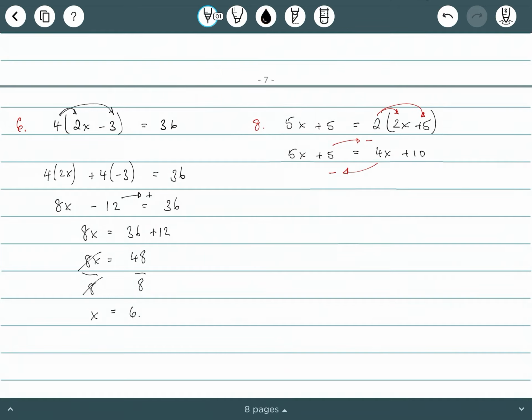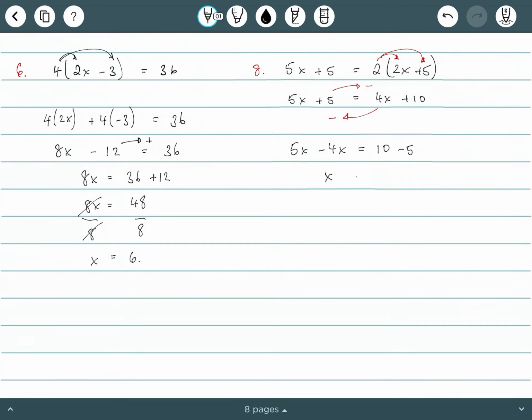So let's rewrite the equation. So you have 5x minus 4x is equal to 10 minus 5. 5x minus 4x leaves me with x, and 10 minus 5 leaves me with 5. Okay? And that's question 8 taken care of. Alright, let's look at question 10.